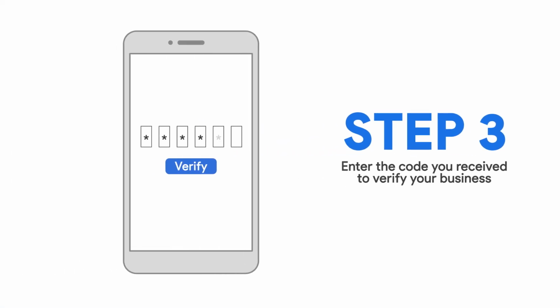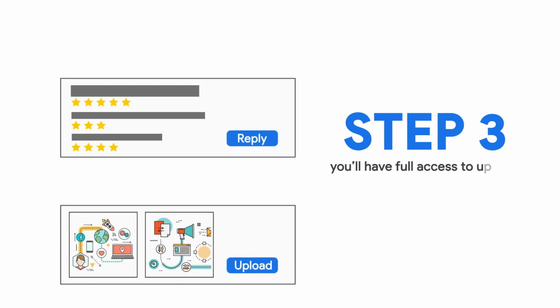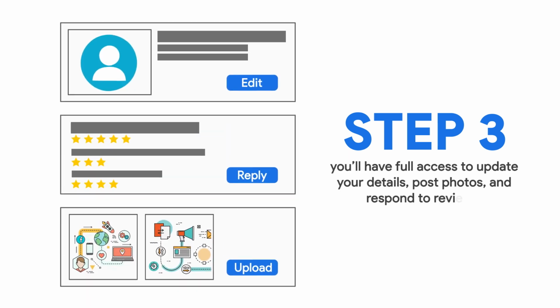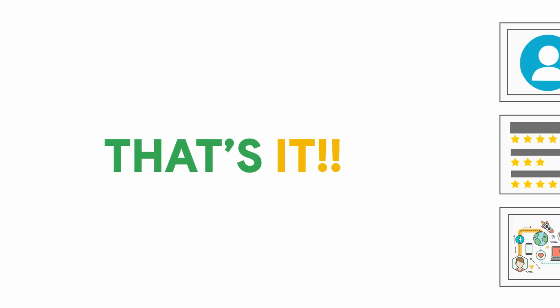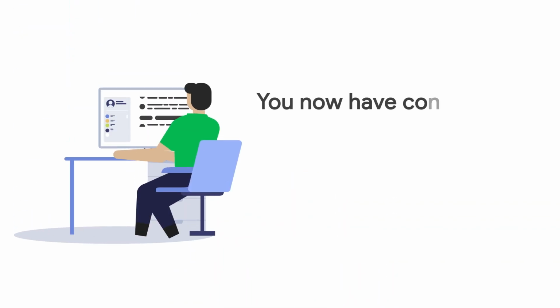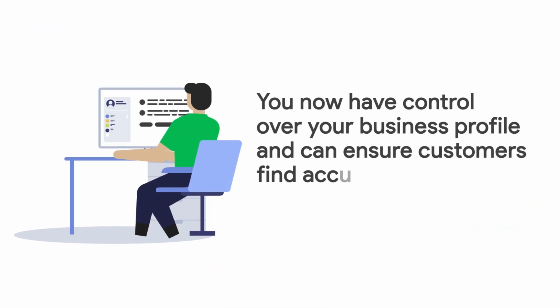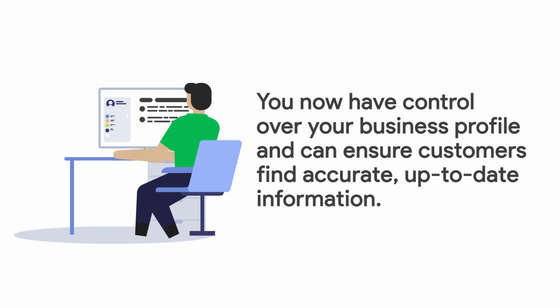Step 3. Enter the code you receive to verify your business. Once verified, you'll have full access to update your details, post photos, and respond to reviews. And that's it. You now have control over your business profile and can ensure customers find accurate, up-to-date information.